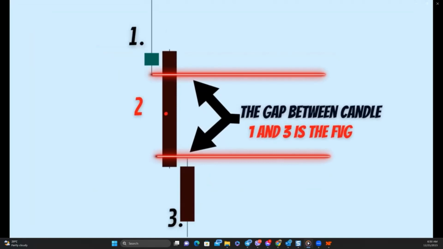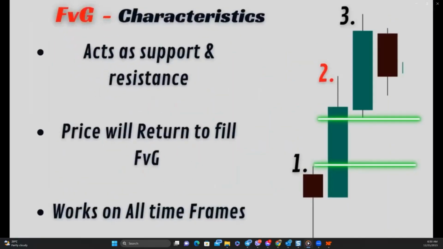Now here's the next slide. This is just an example of a bearish fair value gap. You're just going to count them backwards, 1, 2, 3, going down. All right, here's the next slide, fair value gap characteristics. Obviously the fair value gap acts as support and resistance. Price will return to the fair value gap, most of the time, not all the time. There's circumstances where it doesn't. And I've noticed that it works on all time frames, from the 1-minute chart to the hour chart.